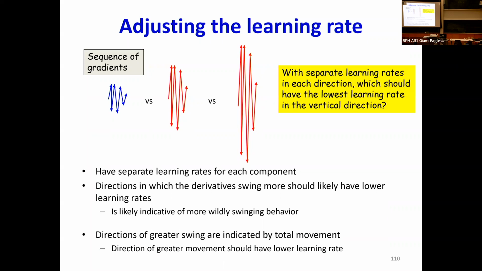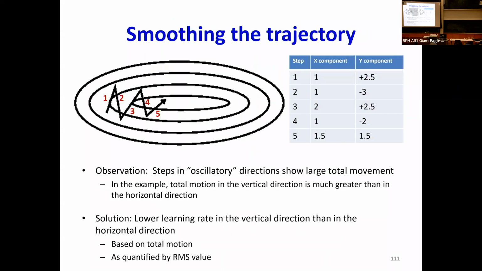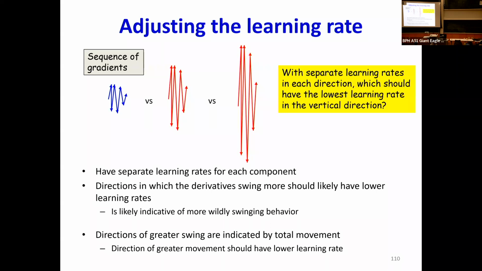So in other words, you want to actually inspect the oscillations in the gradient, and you want to assign your learning rate based on the oscillation of the gradient itself. And so how would you do that? Any suggestions?